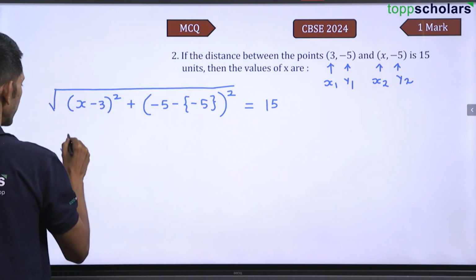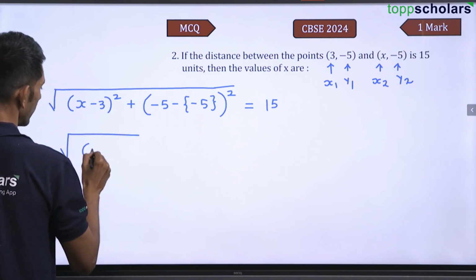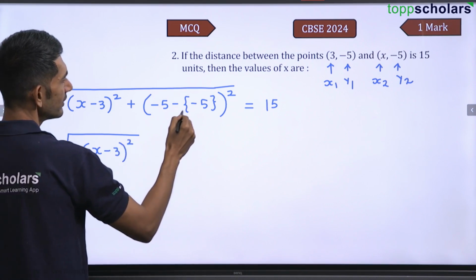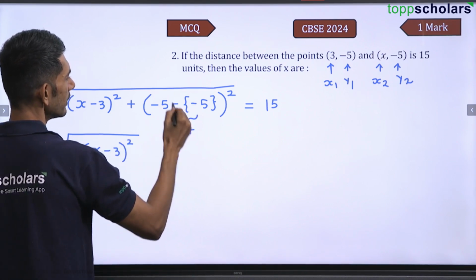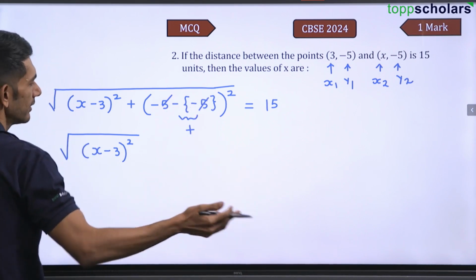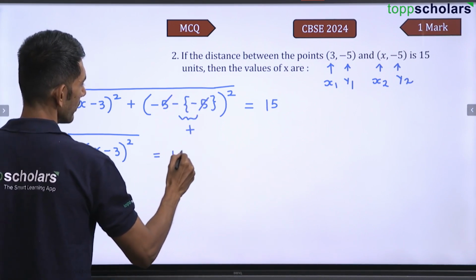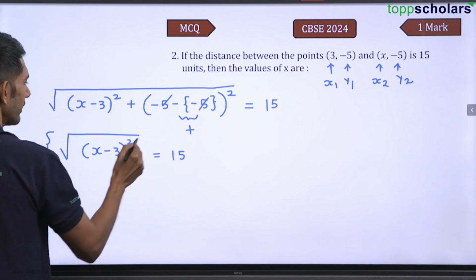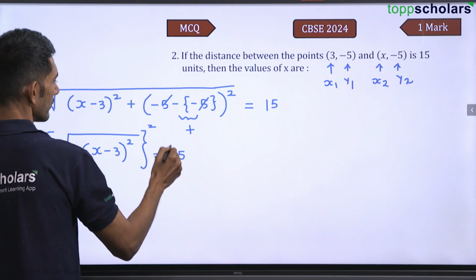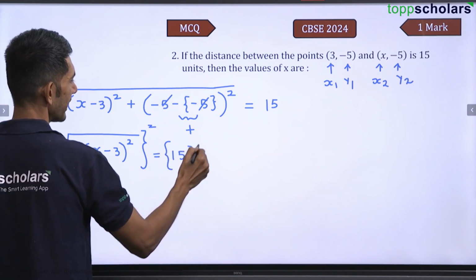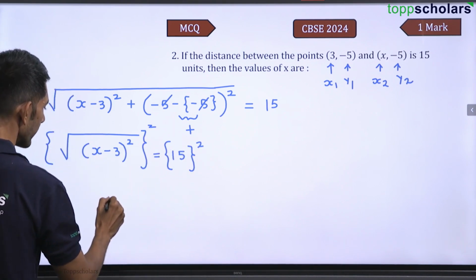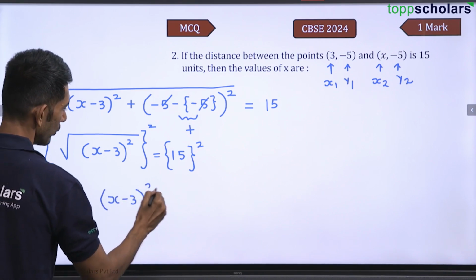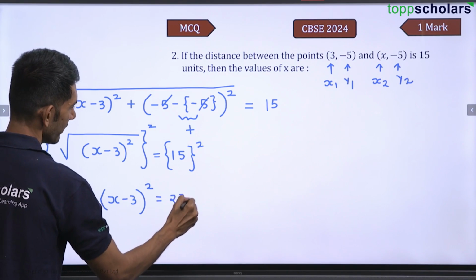So this becomes the square root of (x - 3) the whole square. See, this becomes plus 5, minus 5 plus 5 gets cancelled. So that is equal to 15. You can square on both the sides. So once you square on both the sides, you are going to get (x - 3) the whole square is equal to 225.